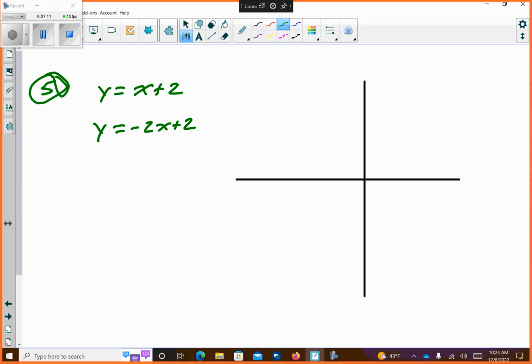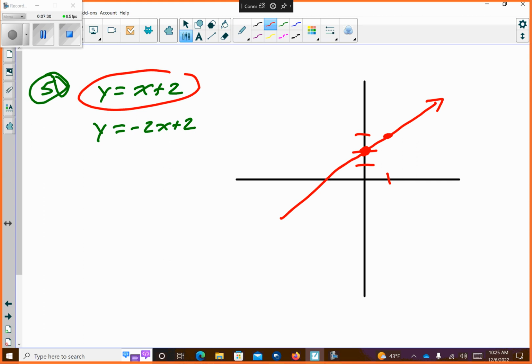All right. So first problem, I have a y-intercept at 2. Agree? Yeah. And then I have a slope of up 1, right 1. So this graph looks like this. Then my second graph, I have a y-intercept of what on my second graph? 2, so it's right there. So I'm going to go down 2, right 1.